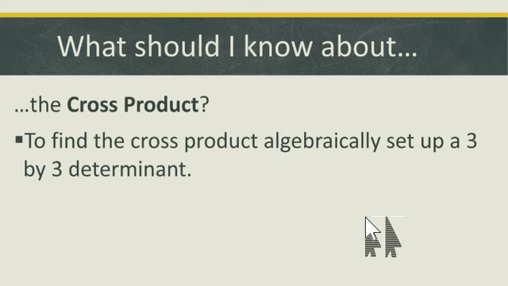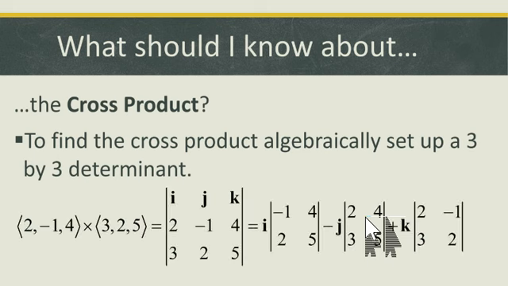So to find the cross product algebraically, we set up a 3 by 3 determinant, looking something like this. Let's assume that we want to do the cross product of two vectors. The first vector being the vector 2, -1, and 4, the second vector being 3, 2, and 5. So we set up a 3 by 3 determinant, determinant being denoted by these vertical bars around this matrix. In the first row we put the three standard basis vectors i, j, and k. In the second row of this matrix, we put the first vector that we've been given, and in the third row we put the second vector that we have been given. So we set up this 3 by 3 matrix.